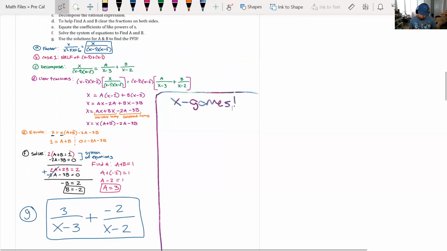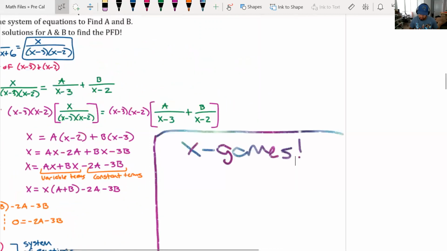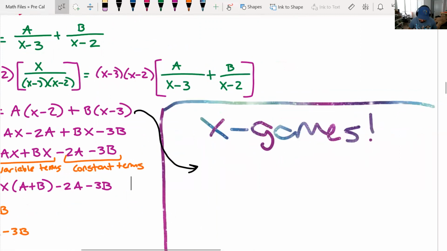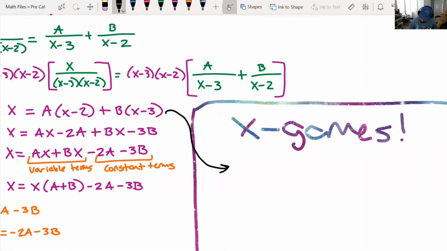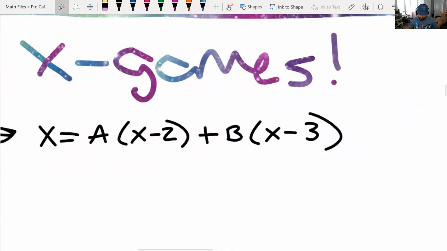So to start the X games, you do have to still do A, B, C, and D. But for part D, you will stop right here. So this is where the X games begin. So let me write that down. Here's where the X games begin. x equals A times x minus 2 plus B times x minus 3. Okay. So we start the X games here.